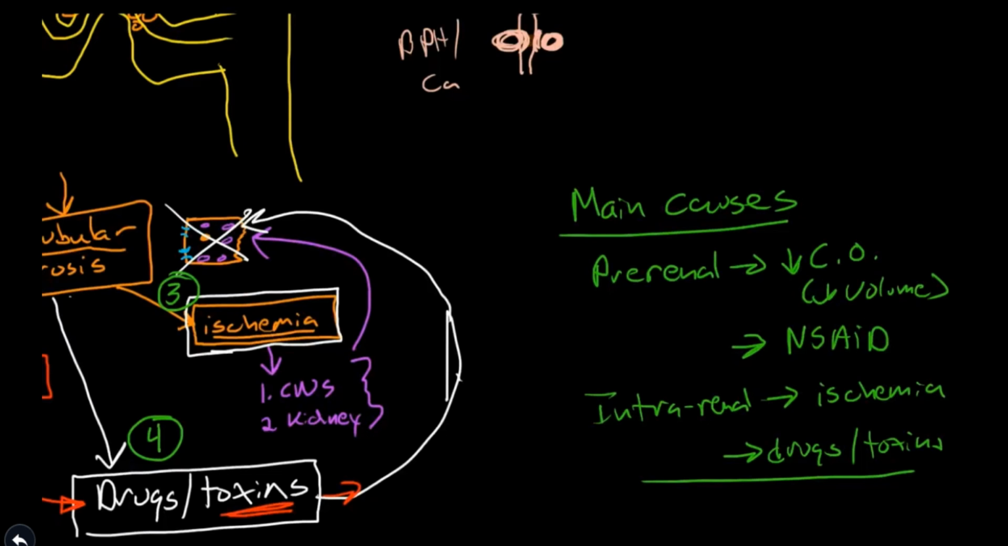I'm not going to get into the details here, but there are ways to differentiate between whether it's pre-renal or intrarenal. If it's pre-renal, you're going to consider, is the patient on NSAIDs, or do they have decreased volume, or both? If it is intrarenal, then you are going to decide, does this patient have ischemia, or are there drugs or toxins that are potentially causing injury to the epithelial cells of the tubules?